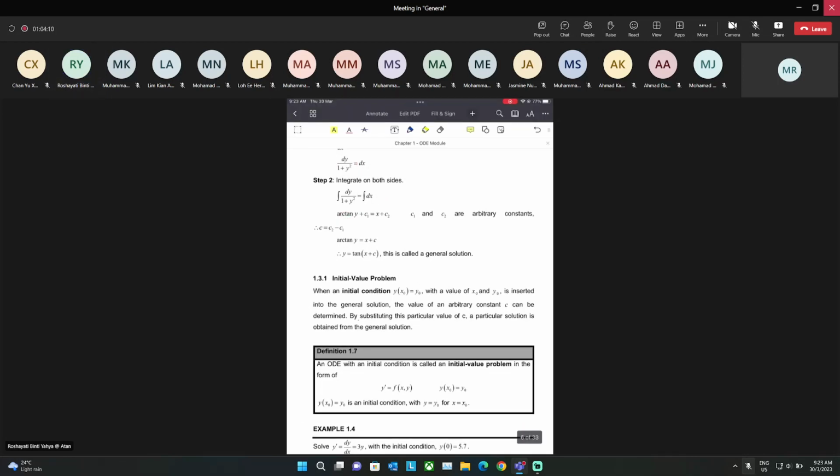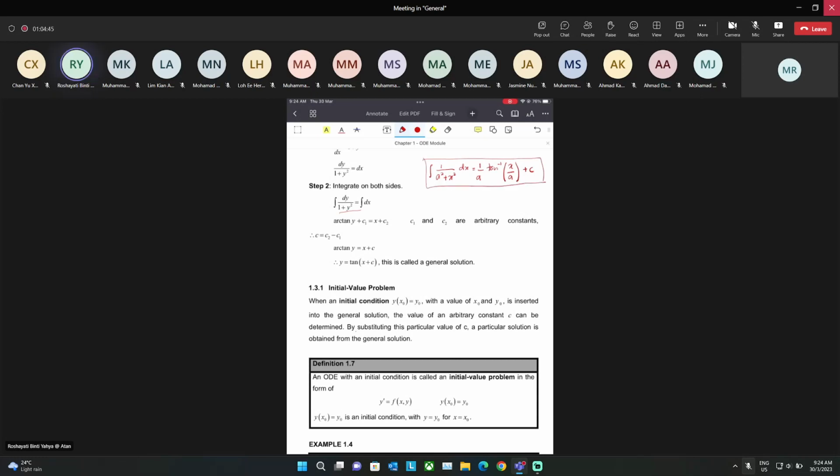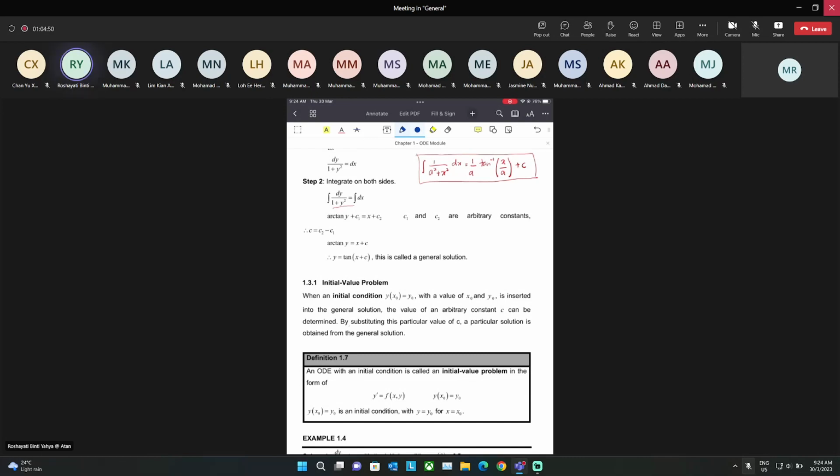Let me stop the presentation here. For this, we have the integration of 1 over a squared plus x squared dx equal to 1 over a arctangent x over a plus c. This is the formula. Since you now have the integration of 1 over 1 plus y squared dy, your a is 1, so it equals arctangent y over 1 plus c. That's why you get arctangent y plus c.